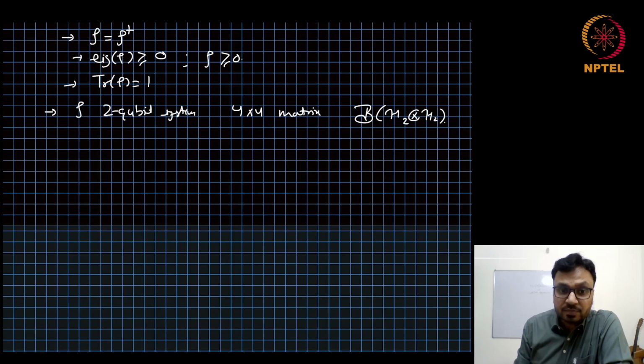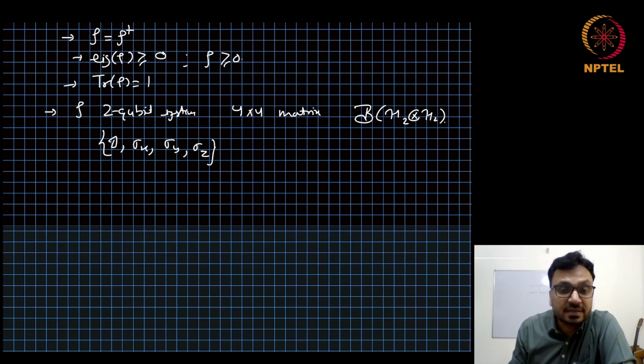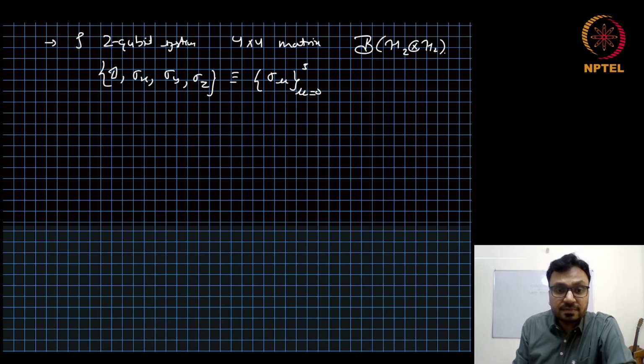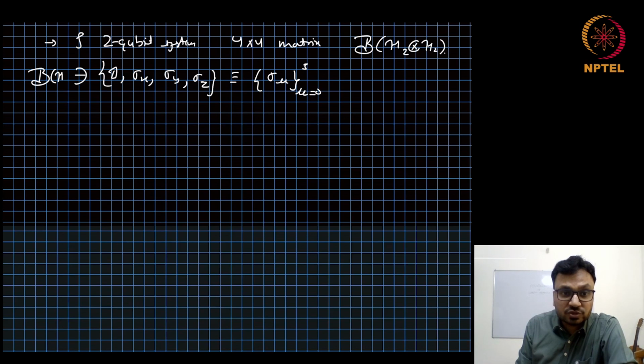For example, the linear vector space of 2 by 2 Hermitian operators has the basis identity, sigma x, sigma y, sigma z, which we have already discussed when we were discussing single qubit density matrices and single qubit operators. We also like to call them sigma mu, where sigma 0 is identity, sigma 1 is sigma x, sigma 2 is sigma y, and sigma 3 is sigma z. So mu runs from 0 to 3.